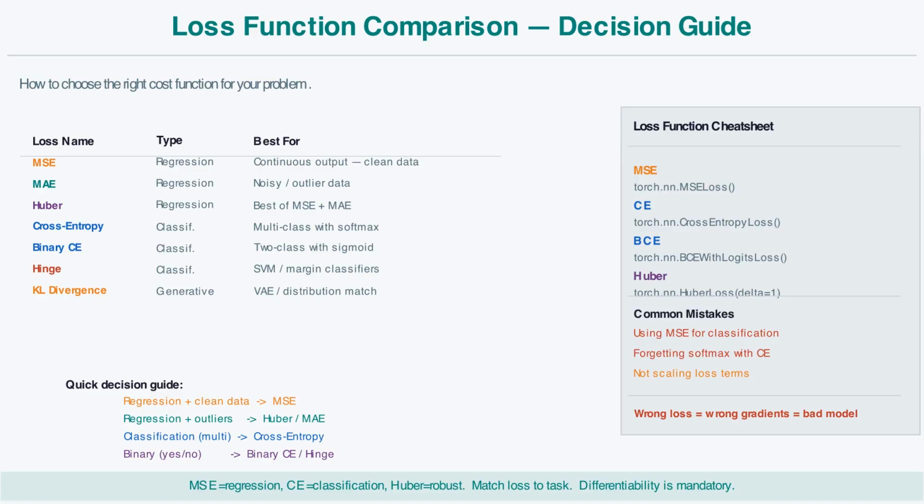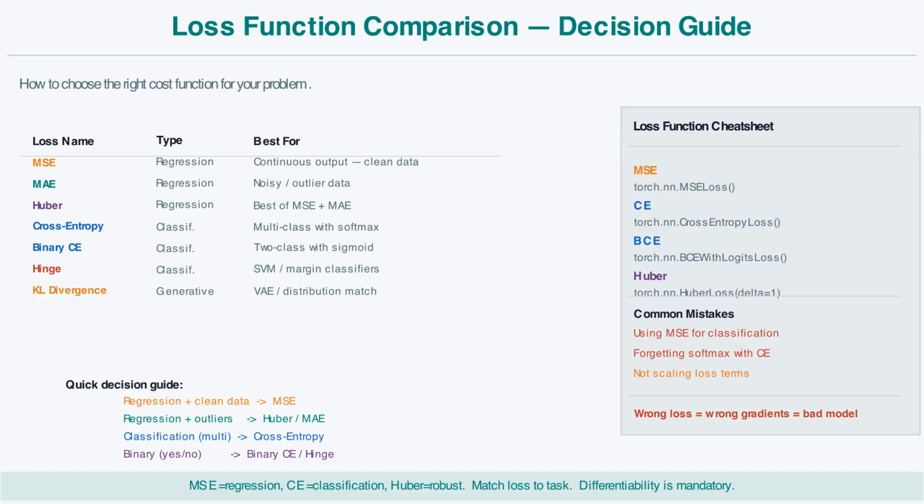For classification, predicting a category, cross-entropy is the universal default. For multi-class problems with a softmax output, use categorical cross-entropy. For binary yes-no classification with a sigmoid output, use binary cross-entropy, which in PyTorch is BCEWithLogitsLoss. For support vector machines and margin-based classifiers, hinge loss is appropriate. For generative models and probability distribution matching, KL divergence or variants of it are standard. Variational autoencoders use a combination of reconstruction loss plus KL divergence to the prior distribution.